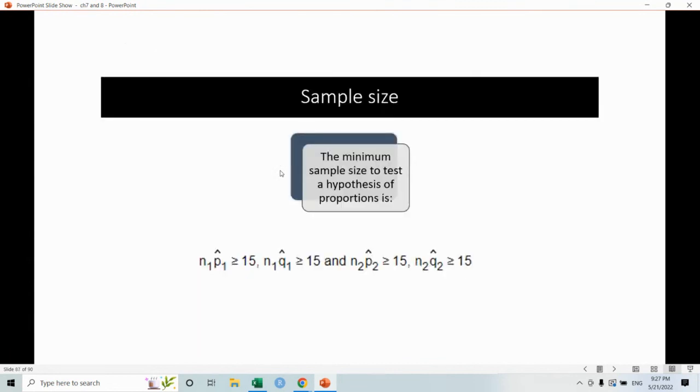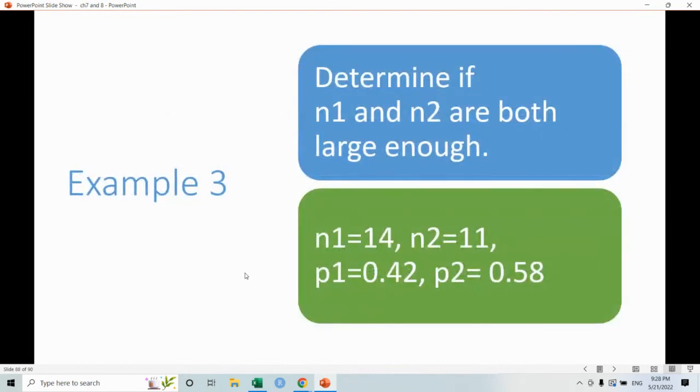So, minimum sample size to test a hypothesis about a proportion. Basically, you should check that for both proportions you have sample sizes greater than 15. So let's look at a couple of examples. Determine if n1 and n2 are both large enough. So we have n1 equals 14 and n2 equals 11. So we need to multiply those out by their proportions.